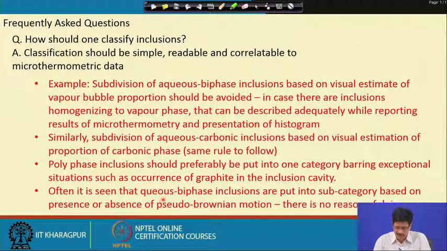Often it is seen that aqueous biphase inclusions are put into subcategories based on the presence or absence of pseudo Brownian motion. I find no reason for making any subdivision of aqueous biphase inclusions based on whether there is a pseudo Brownian movement being executed in some and not in some others, because it is purely a situation which has no relevance to the compositional characteristic or the entrapment condition or the nature.